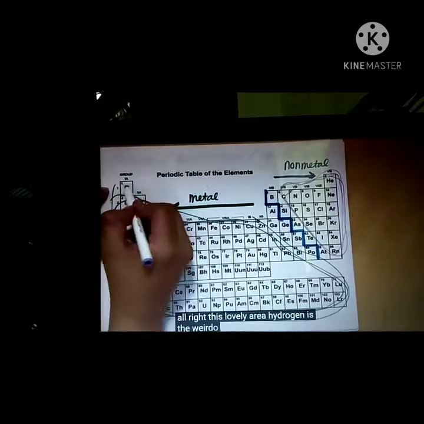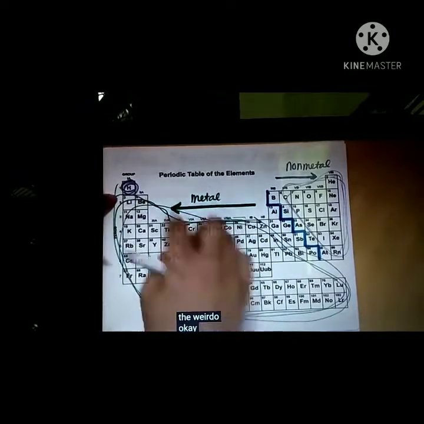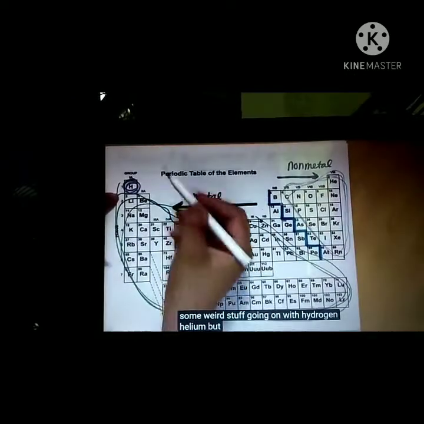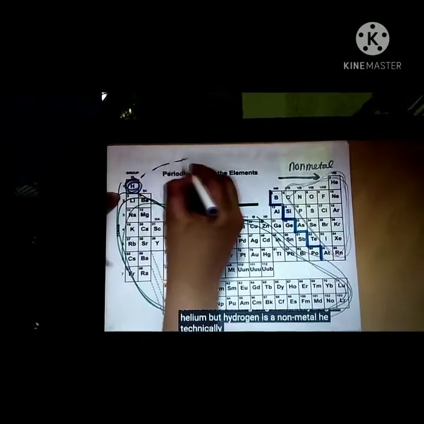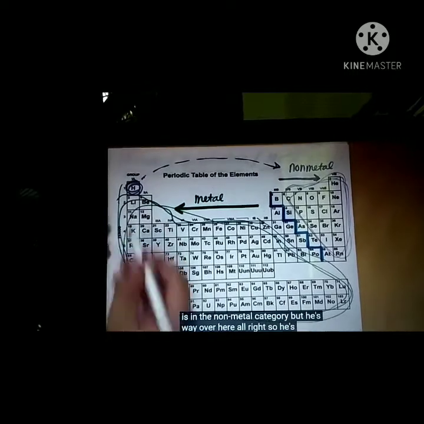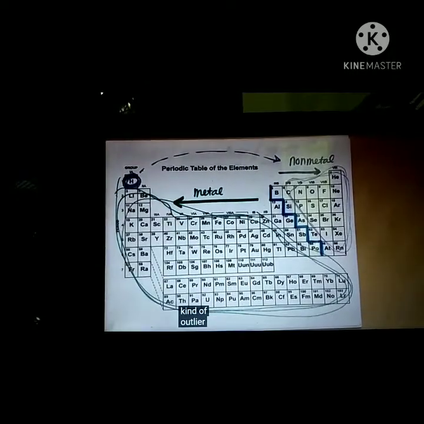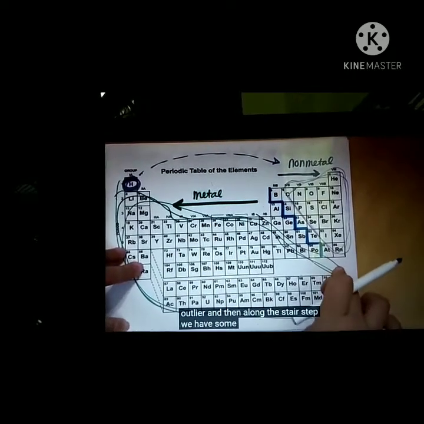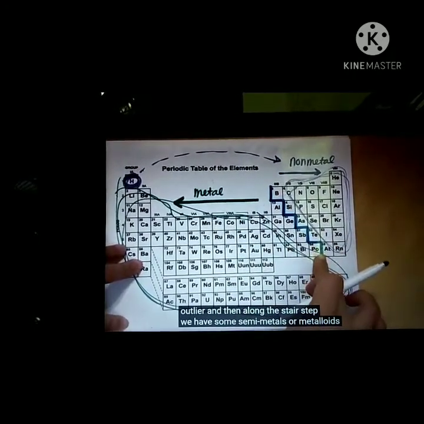Hydrogen is the weirdo. The first period has some weird stuff going on with hydrogen and helium, but hydrogen is a non-metal. Helium technically is in the non-metal category, but he's way over here. So hydrogen is the only kind of outlier. And then along the stair step, we have some semi-metals, or metalloids.